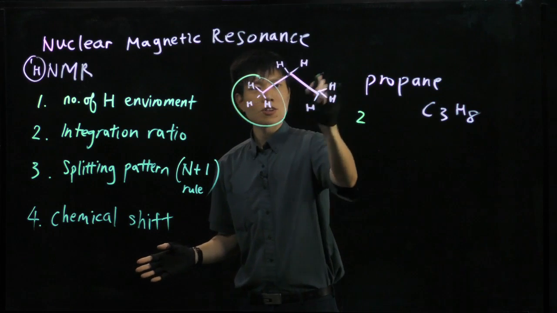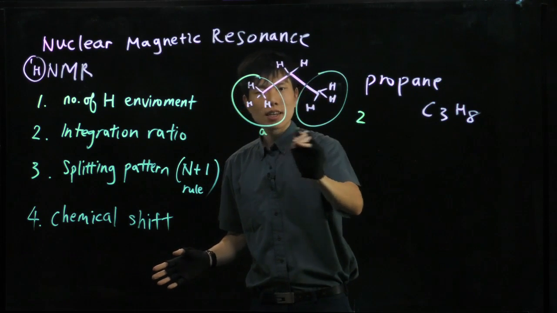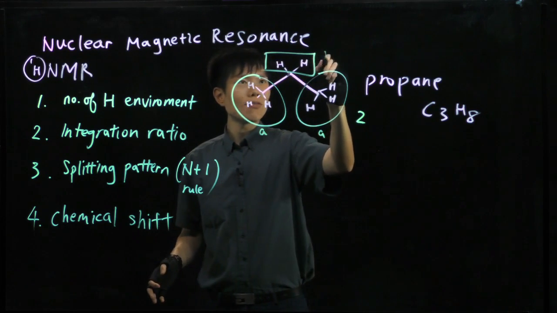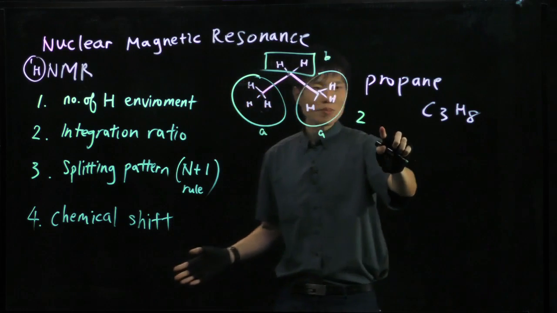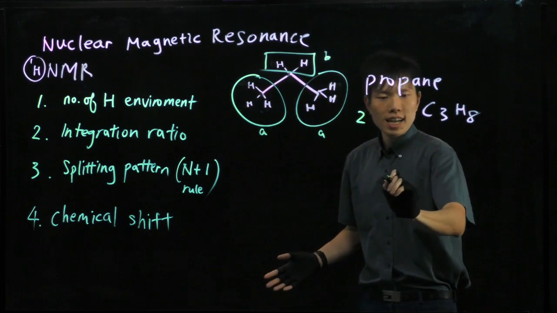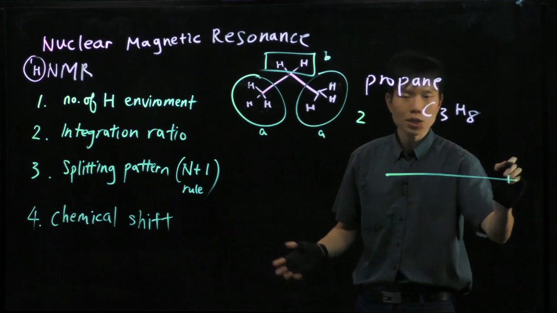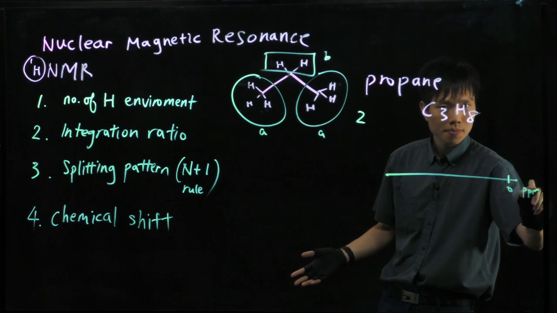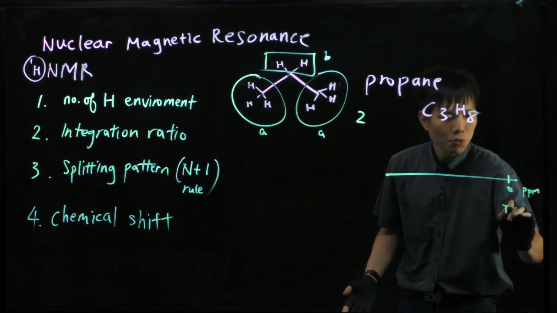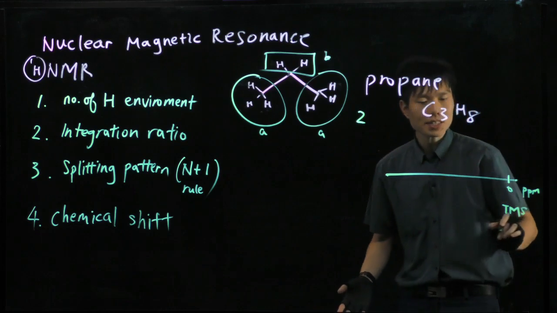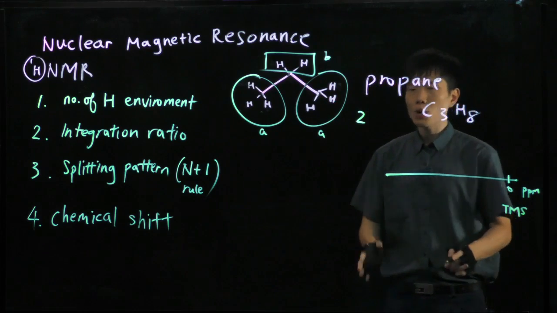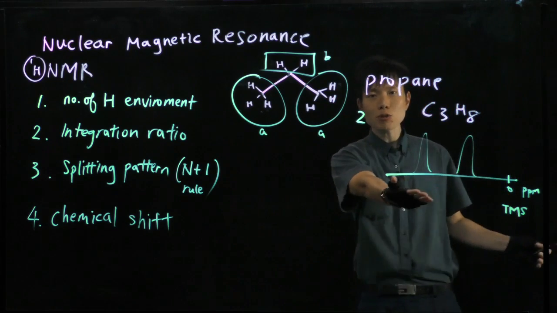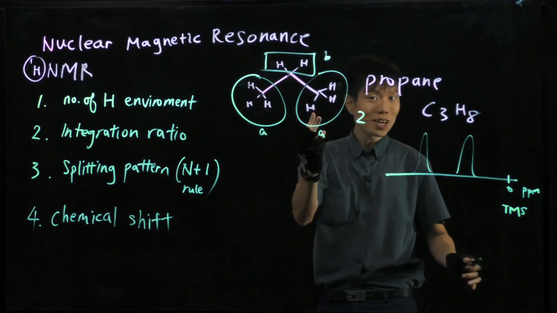I will circle them. So these are environment A, and these two belong to environment B. Two environments means in your NMR signal, this is what the graph looks like. At 0 ppm, which is what we have a reference here called TMS. Then for propane, I will have two signals. There's two main signals. So this tells you that in that molecule, there's only two environments of protons.